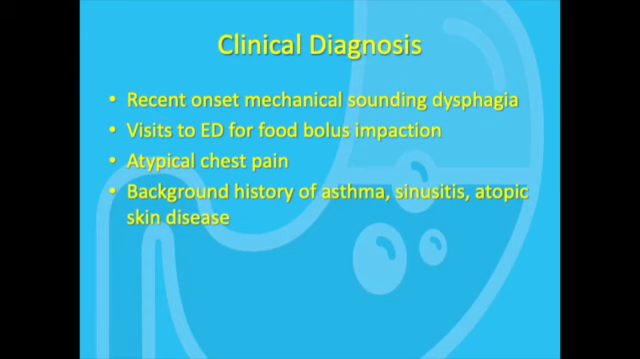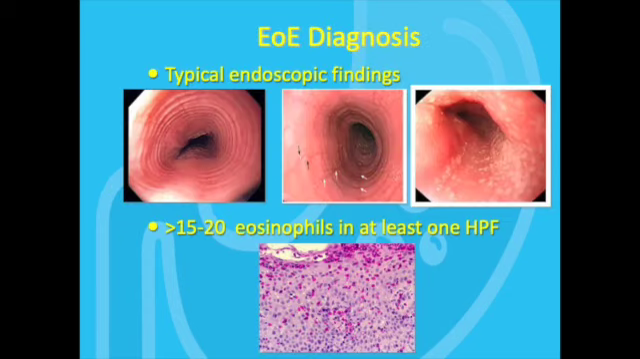Okay, so what would one expect to find on endoscopy? Well, the endoscopic findings are actually classic. We can see longitudinal furrows, mucosal edema, white exudates, transverse ridging, and often frank stricturing and luminal narrowing in the esophagus. Biopsies are definitive, and pathologists will routinely count the number of eosinophils per high-power field. And if there are more than 15 to 20 per high-power field in both the distal and proximal esophagus, the diagnosis is confirmed.